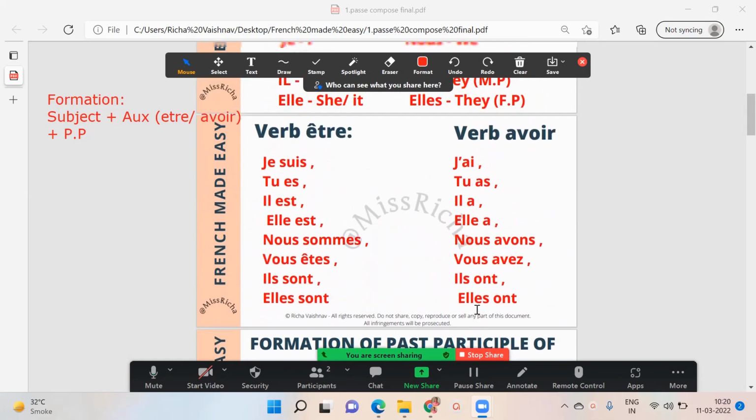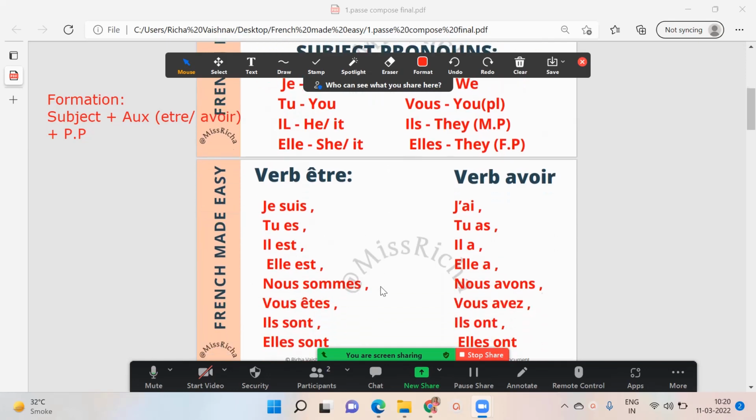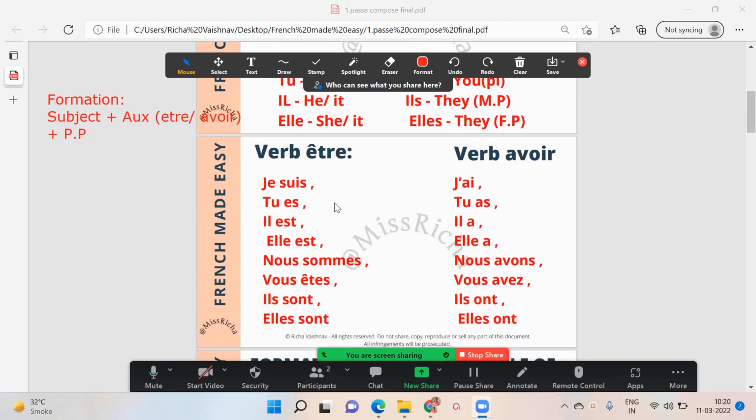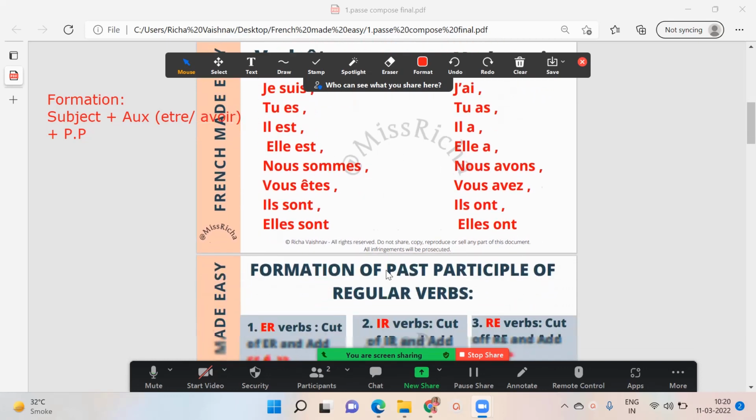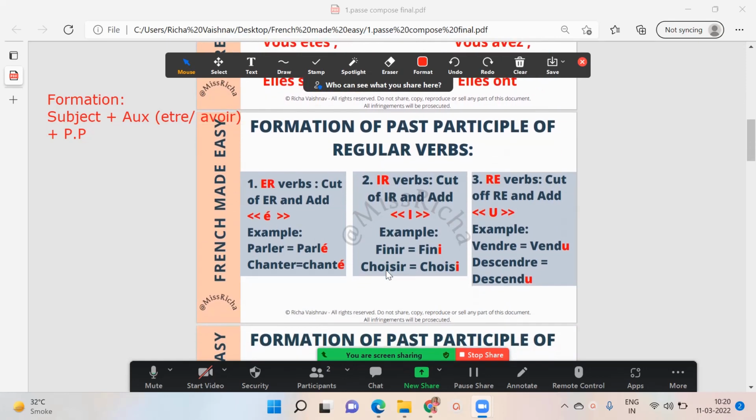So what do we have to do? We have to take the subject pronoun. Then we have to add the auxiliary verb. You have to choose any one of these. And you have to add the past participle of the main verb. Towards the end of this lecture, I have added an exercise which we will be solving together. So for now, just pay attention to what I'm saying and try to understand.